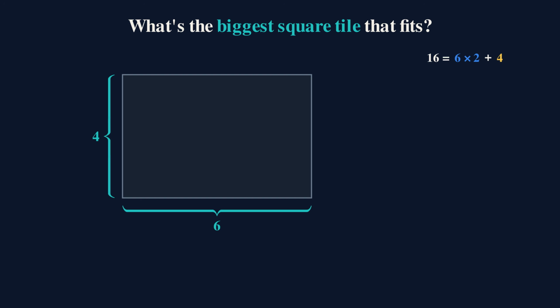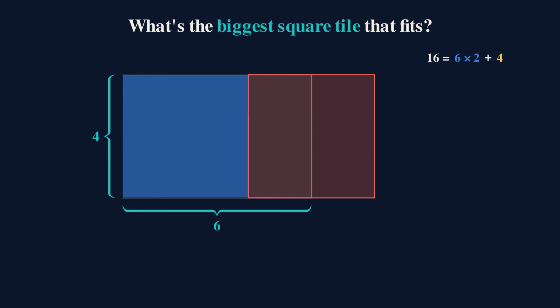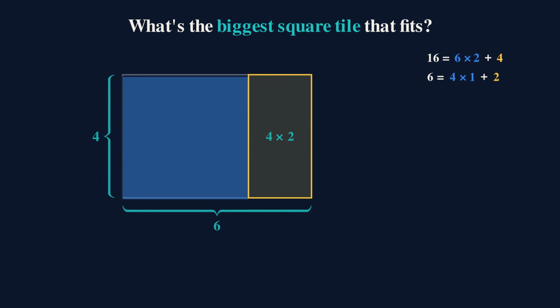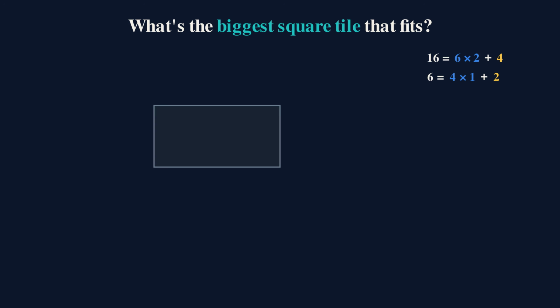The short side is 4, so the biggest square is 4 by 4. One fits. A second one runs off the end, so we stop at 1. And the leftover is a 4 by 2 strip. 6 is 4 times 1 plus 2. Same logic as before. The square comes free, so it's now a 4 by 2 problem. Smaller again.